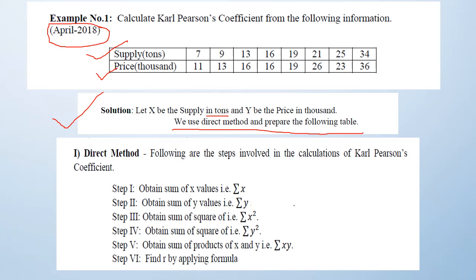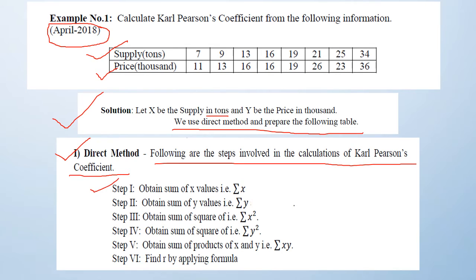So what is the direct method? Before we solve the example, let's see what the direct method is. Following are the steps involved in the calculation of the Karl Pearson coefficient in the direct method.